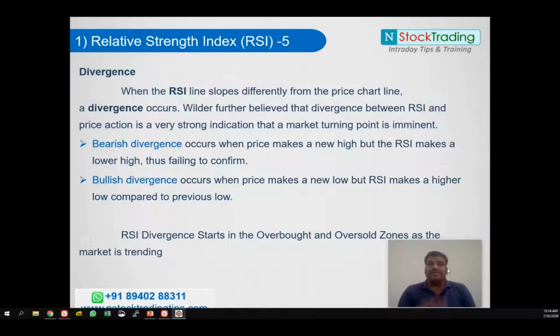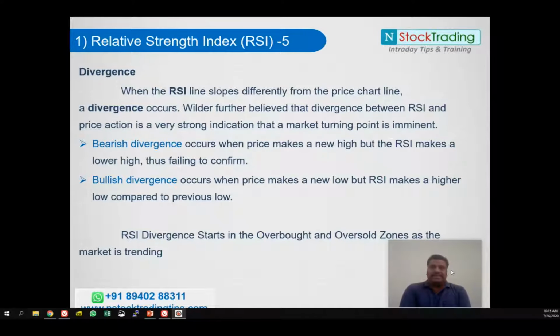When the price makes a new high and the RSI makes a lower high, there is a divergence. Similarly, there is a bullish divergence, when the price goes lower but RSI makes a higher low compared to the previous candles. What does this mean? It means there is a possibility of a reversal, or a turning point, which is possible in the near future, which is imminent.